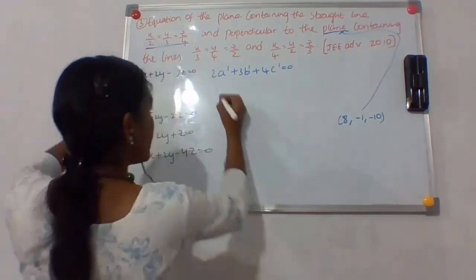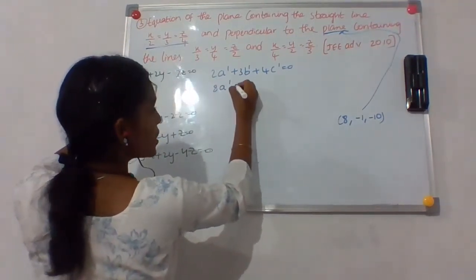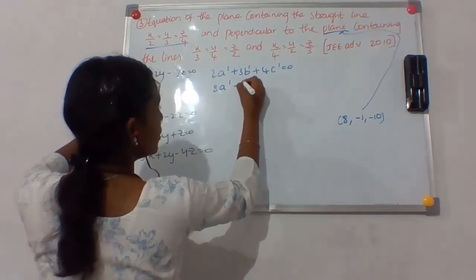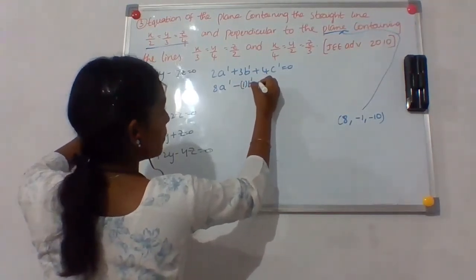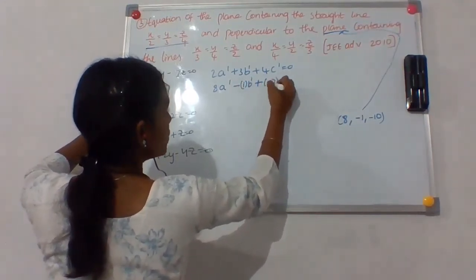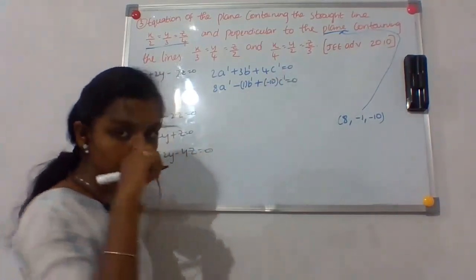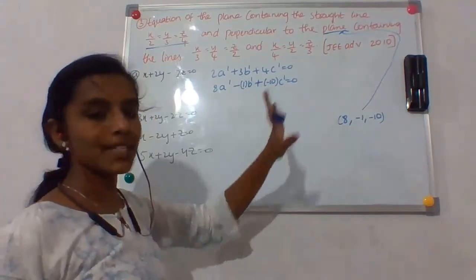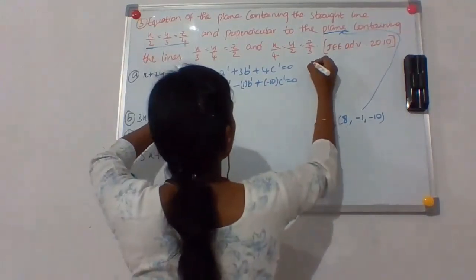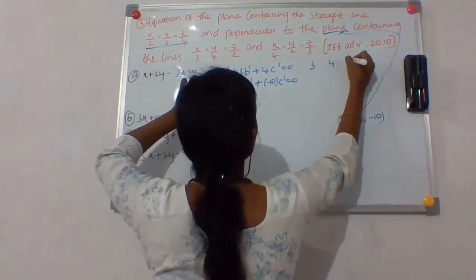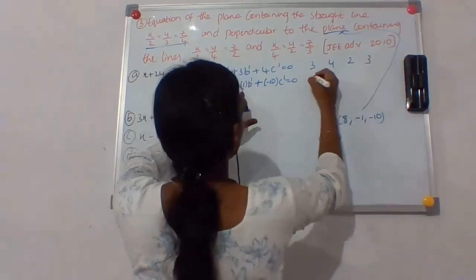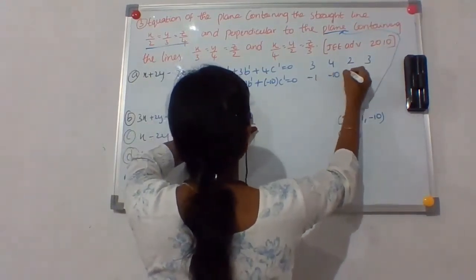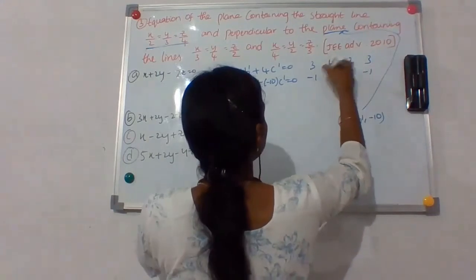Now what do I get? 8A dash minus 1 into B dash plus of minus 10 into C dash is equal to 0. Okay. So now in the same process I'll find A dash, B dash, C dash. So how do I do it? 3, 4, 2, 3 and minus 1, minus 10, 8, minus 1.